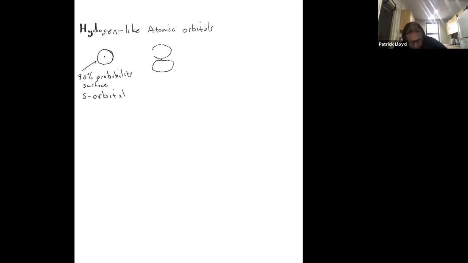Okay, I didn't draw that very well. Let me try this one again. Like I said, you sometimes need an artist to do this stuff, or at least someone who's practiced drawing. I am doing this on an iPad, so maybe it's not so easy. Okay. Notice it's got two regions of space. Again, that's your 90% probability surface.